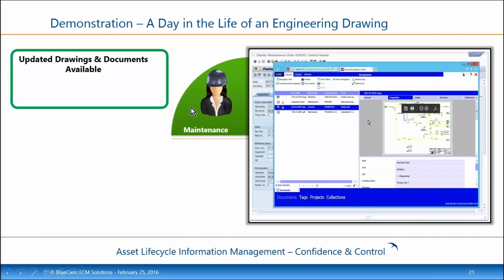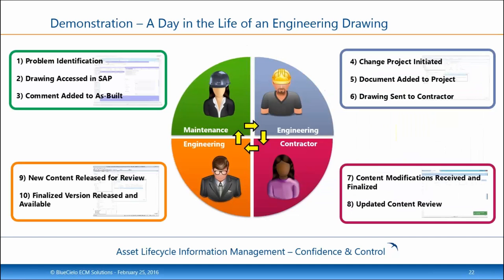So to recap, in our demonstration, we saw a couple of things. We went through the entire life cycle of the drawing and the asset. We'll go through and review just one last time a day in the life of an engineering drawing. So we saw here that we covered one of the drawings that related to an asset, a pump in this case. So we started with maintenance, executing a work order, and after noticing a deficiency, the maintenance engineer requested the replacement of the asset from their maintenance management system.